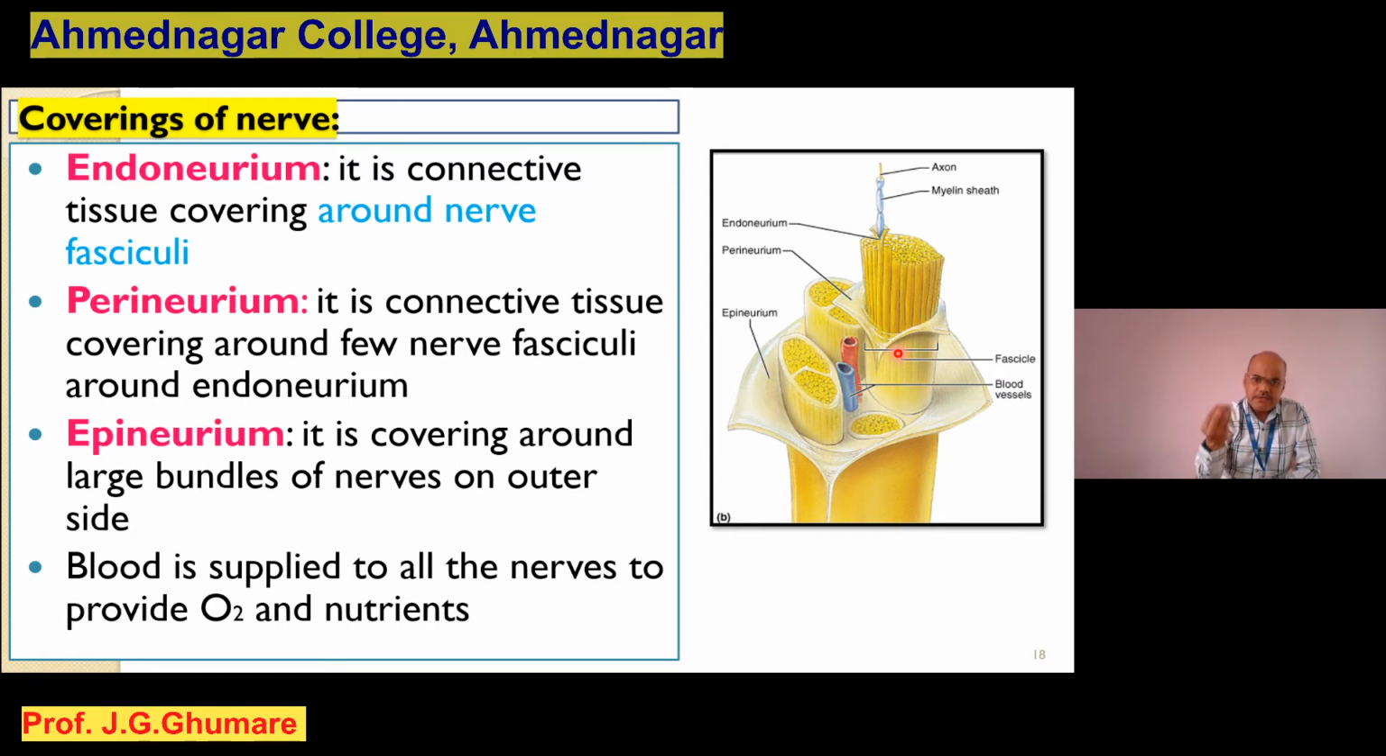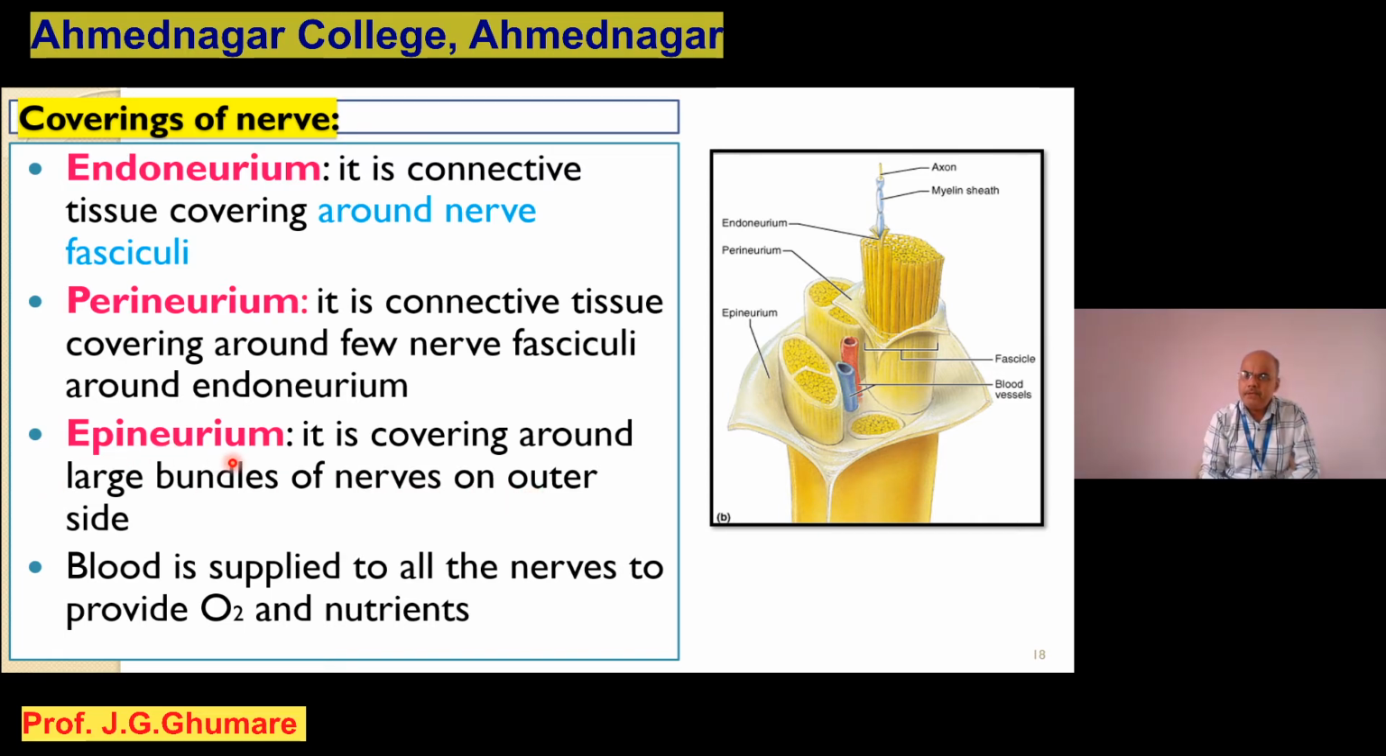And again, this fasciculus will have a connective tissue covering. And this is called a perineurium. Perineurium. I'll repeat. Individual fiber will have a covering called endoneurium. Many will come together, that will form a fasciculus with a perineurium. See, this one is the perineurium. This is the endoneurium. And so many such fasciculi will come together. And around this large number of fasciculi, the nerve will have a covering.